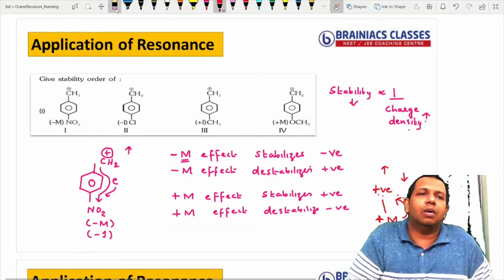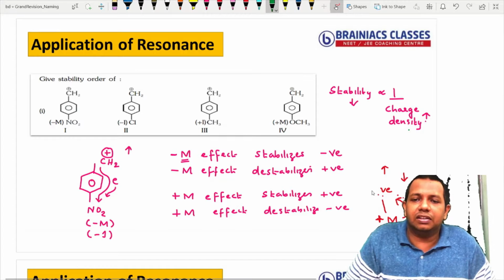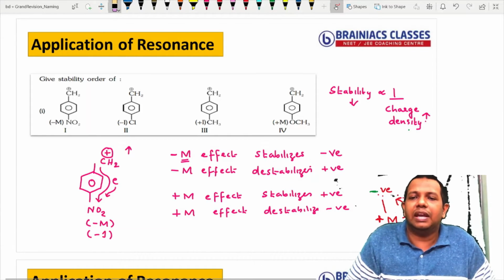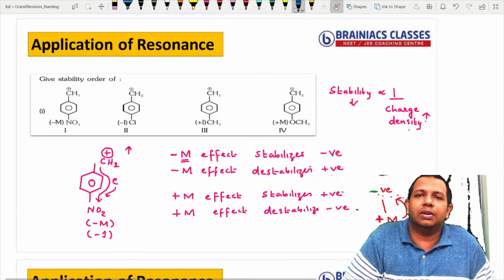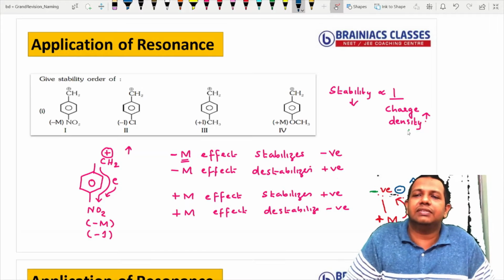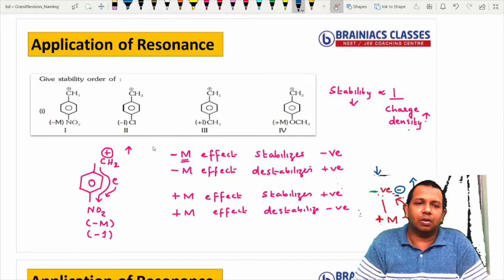Clear? Now let's analyze this by connecting it to a negative charge. If you are connecting this to a negative charge, what will happen? Now please analyze the same way. Again, we know that the plus M effect will donate electrons. So electrons will come here. So the negative charge density over here increases. Charge density increases means stability decreases. That is the reason why I have told you like this. So please remember this. You can note it down in your notebook. Very, very important point.